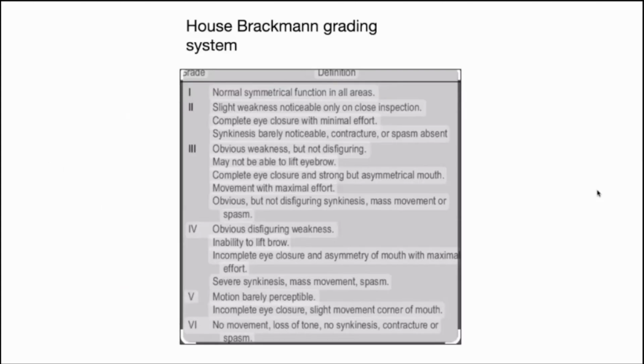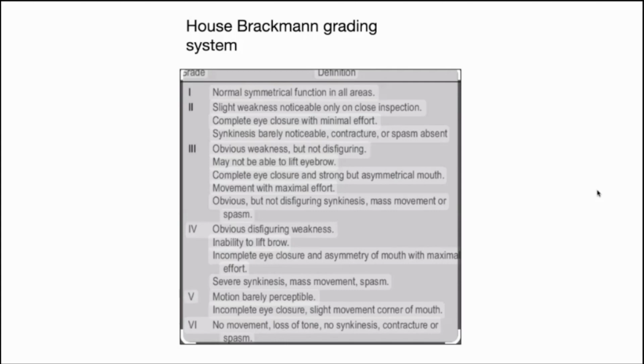House-Brackmann grading is the same as for adults. Grade 1 is normal symmetrical function in all areas. Grade 2, when you have slight weakness, which is noticeable only on close inspection, there is complete eye closure with minimal effort. Grade 3, when there is complete eye closure with maximal effort, but there is no disfiguring synkinesis or mass movement or spasm. Grade 4 is when there is incomplete eye closure with maximal effort, and there is asymmetry of mouth with maximal effort. Patient will have severe synkinesis.